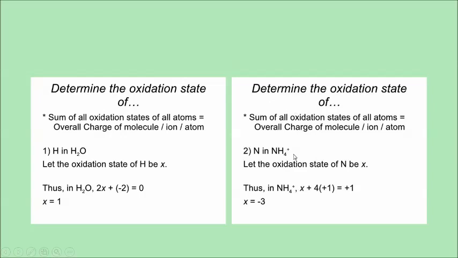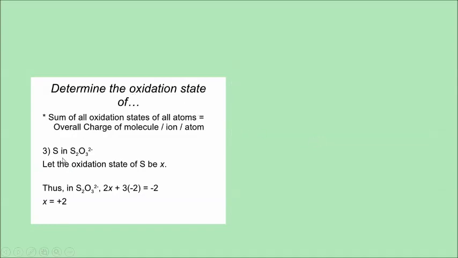In the same way, if asked to find the oxidation state of nitrogen in the ammonium ion, we put X plus 4 times +1 equal to the charge, which is plus, that means +1. Solving this, we get -3 for nitrogen in the ammonium ion. If we want to find the oxidation state of sulfur in S2O3 2-, we put 2x, since S2 is here. So 2x plus 3 times -2 is equal to the charge, which is -2. Solving this, we get +2. So sulfur is in the +2 oxidation state.